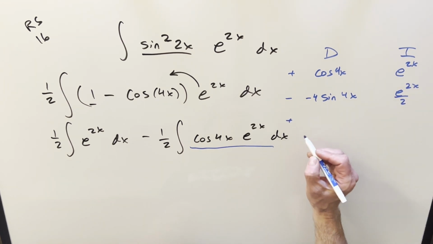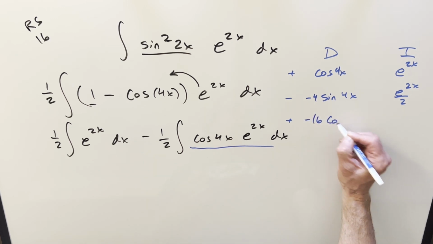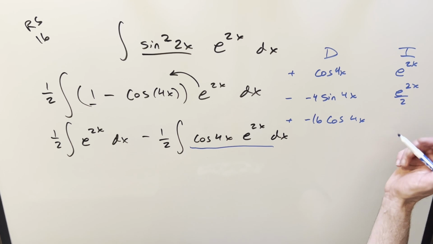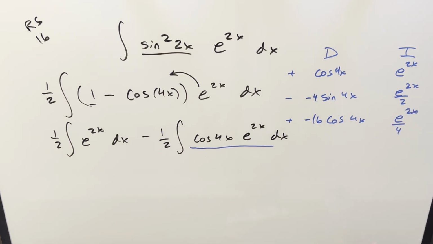Then we'll do it one more time. Another 4 is going to pop out, we get minus 16 cosine 4x. Here another 2 is going to pop out, we're going to have e2x over 4. And the reason I'm going to stop here is we notice our integral repeats.